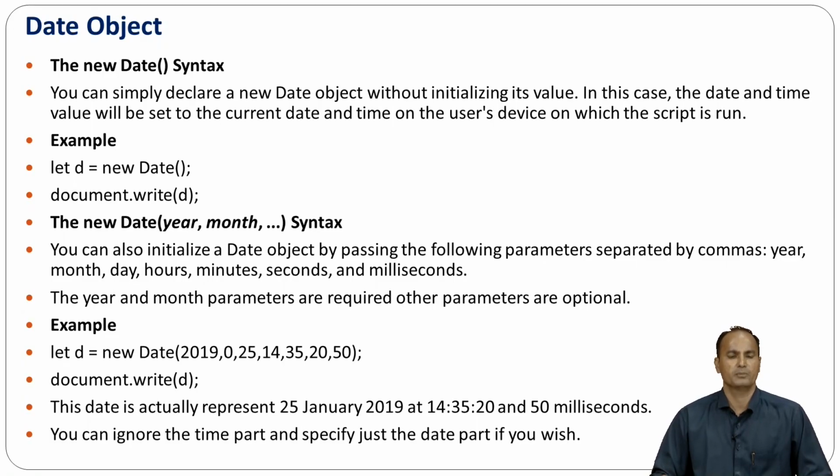So we can specify the year as 2019, month as 0, where 0 indicates January. Here the month starts with a 0. Then day, hours, minutes, seconds and milliseconds. And then after we can display the same date.